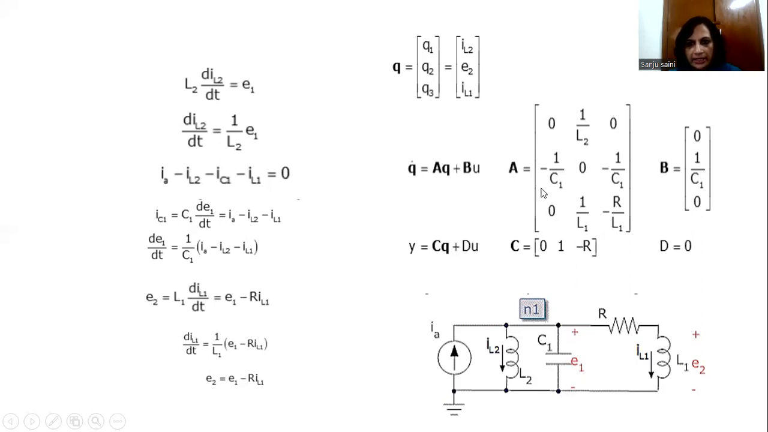So we'll get the matrices A and B as shown over here. Similarly, the output is represented by E2. So this is equal to E1 minus RL1. That will give the matrix C as equal to this.